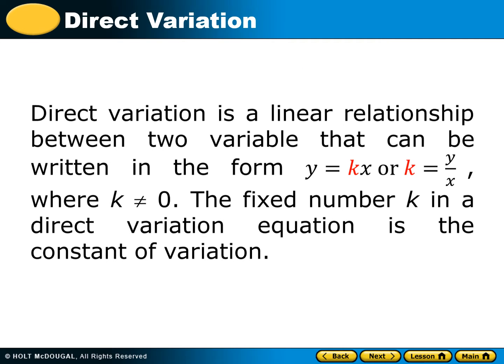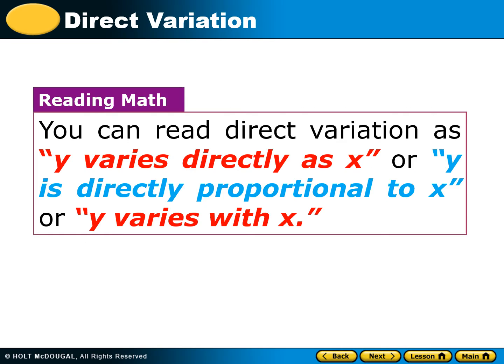What is direct variation? Direct variation is a linear relationship between two variables that can be written in the form of y equals kx, or k equals y over x, when we divide both sides by x to solve for k, where k is not equal to 0. The fixed number k in a direct variation equation is the constant of variation. So k is the constant of variation. We can read direct variation as y varies directly as x, or y is directly proportional to x, or y varies with x.